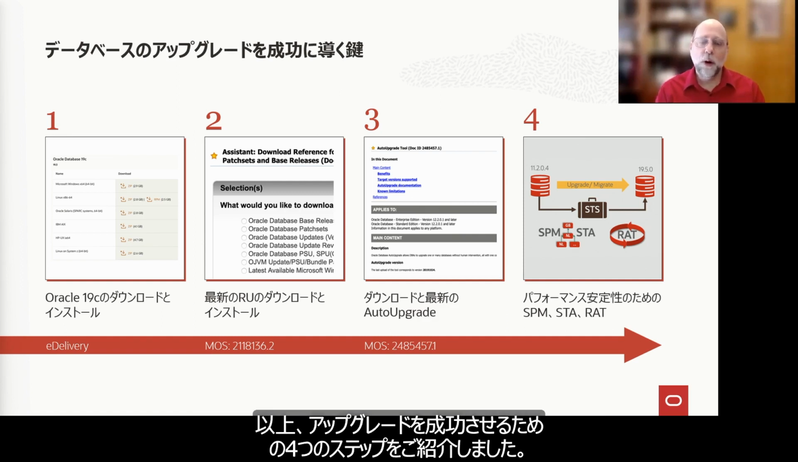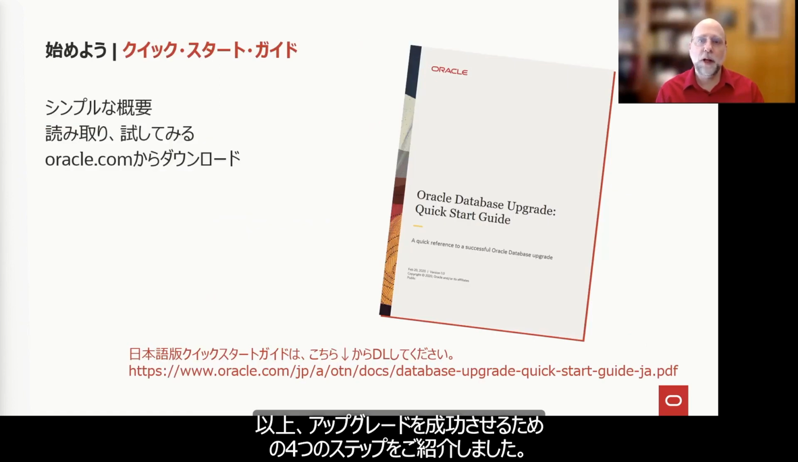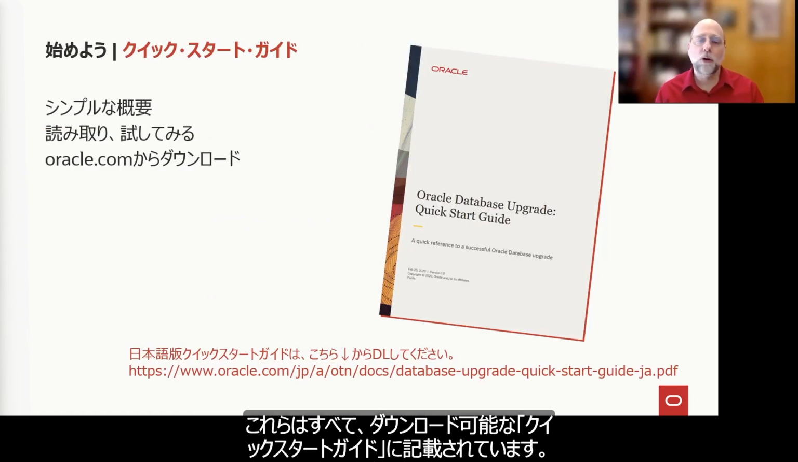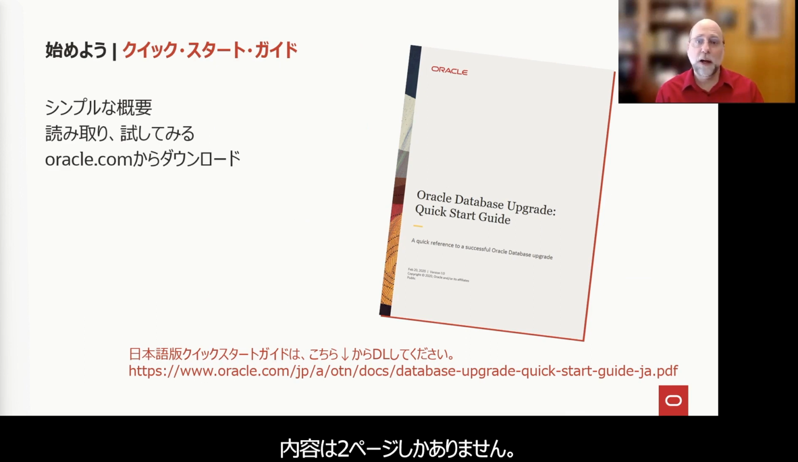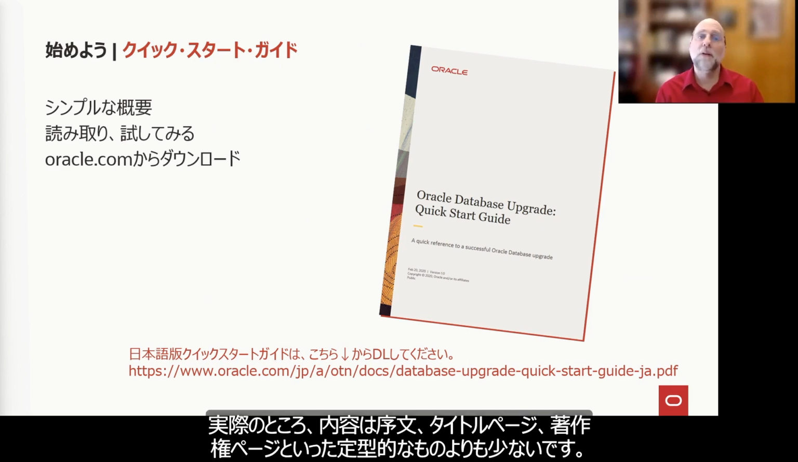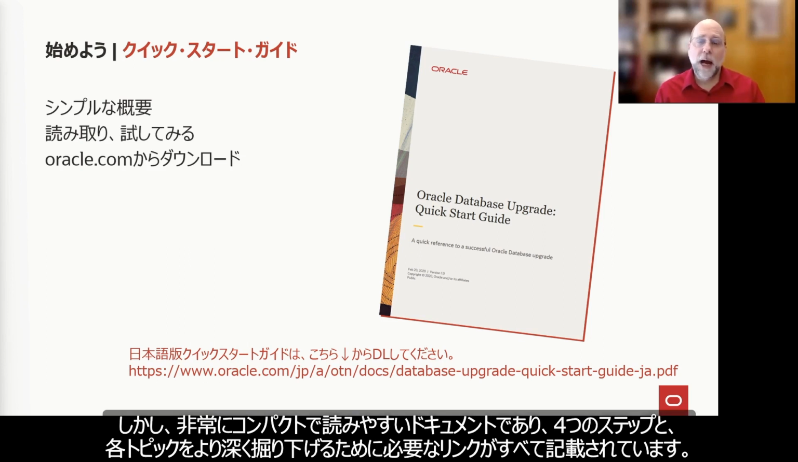So those are our 4 major steps to how to have a successful upgrade, and we've included them all in our quick start guide, which is available for download. Now, this might be the shortest technical brief that you can download from Oracle. It's only got 2 pages of content. Actually, the content is smaller than the boilerplate of preface and title page and copyright page. But it is a very compact, easily digestible document that will give you those 4 steps with all the links you need to go into greater depth if you want to on any of those topics.